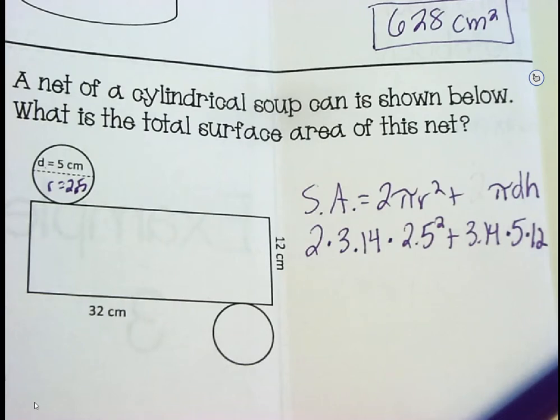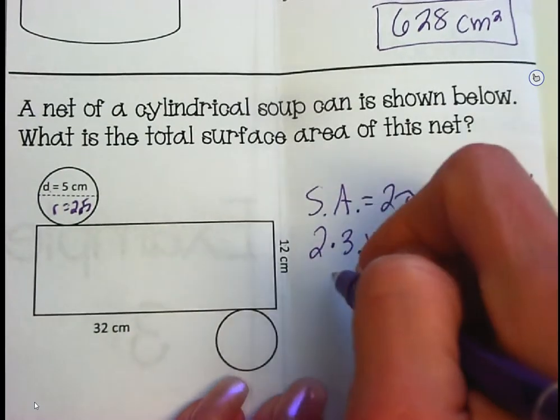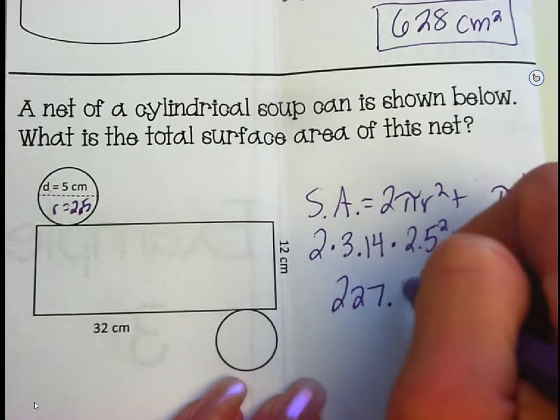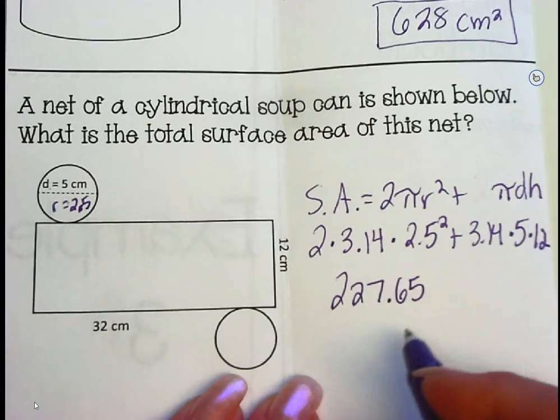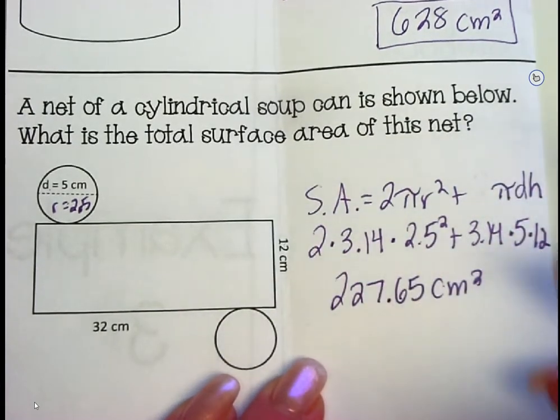I want to verify this number with someone else. What'd you guys get? You're supposed to be doing this with me. Trying the problems. What'd you get? 227.65. Make sure you guys are doing the practice with me. Don't just wait till later to practice putting the numbers in. 227.65?